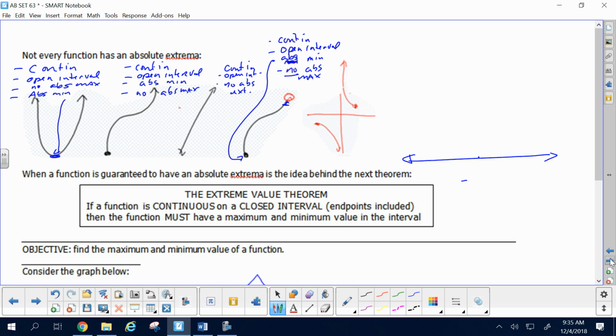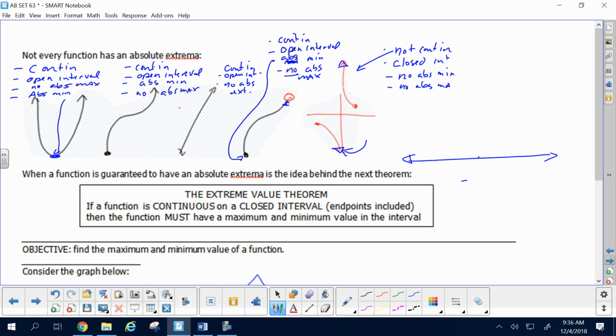All right, last but not least, this one. Is it continuous? It is not continuous. Is it on a closed interval or an open interval? Closed interval. Does it have an absolute min and max? Yes or no? No. No absolute min. What about absolute max? No, it goes forever up. No absolute max.